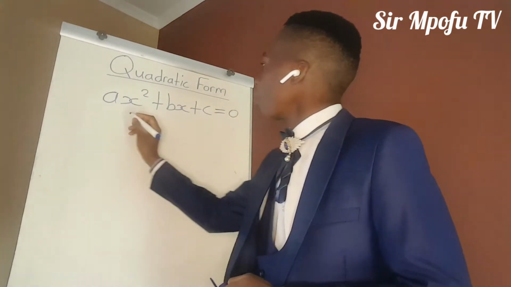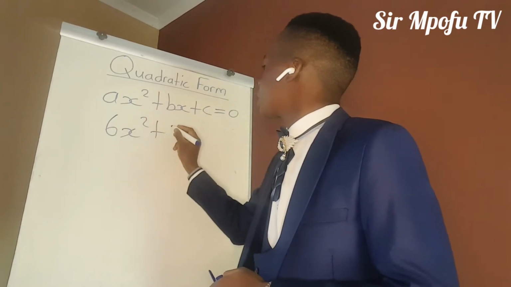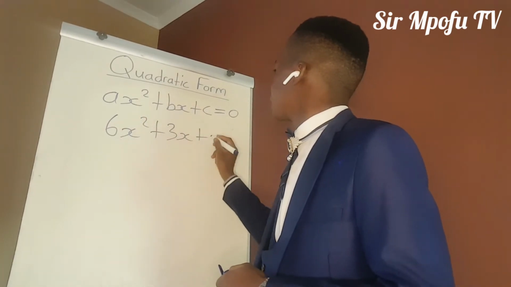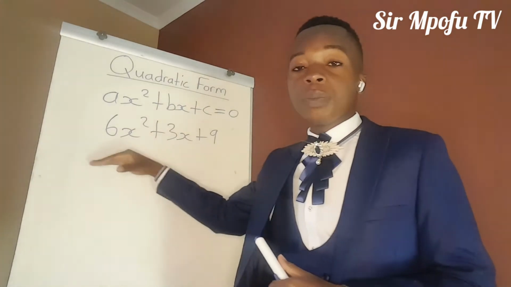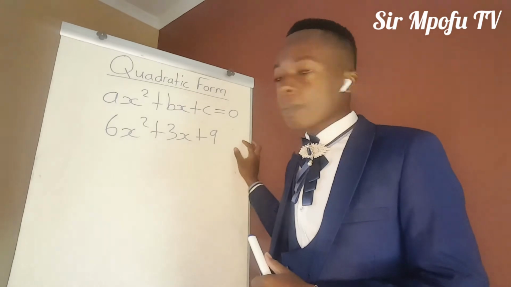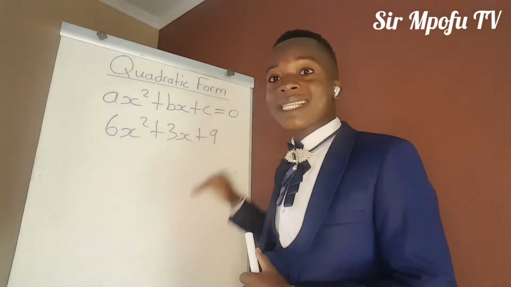Right. Let's say you have 6x squared plus 3x plus 9. I'm just going to give you expressions, right? Remember, for it to be an equation, just add equal 0. Our A is 6, our B is 3, our C is 9.